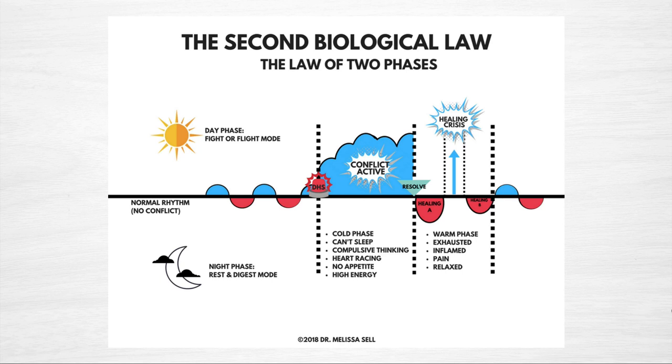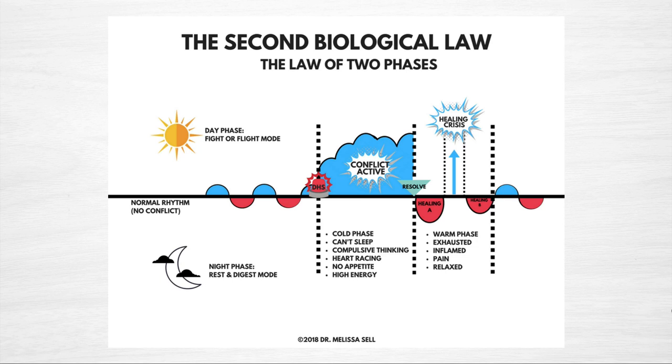conflict is going on. So this is a schematic of the second biological law that Dr. Hammer discovered. It's the law of two phases. The body has a normal homeostasis, a normal day-night rhythm. During the day, we are more fight or flight active. We're more in the sympathetic mode for activity, for getting around, for having energy. Now, in the evening, our body switches over to the rest and digest mode and the parasympathetic activity of the body. And so that's how life normally is: sympathetic during the day, parasympathetic in the evening.